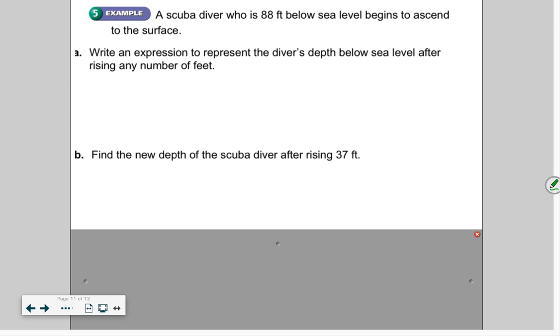A scuba diver who's 88 feet below sea level begins to ascend to the surface. Ascend means to go up. Descend means to go down. Okay? So ascend means they are going up. So he's 88 feet below sea level. Write an expression to represent the diver's depth below sea level after rising any number of feet. Do we know the number of feet he's going up? That's an unknown, right? So let's have n equal the number of feet that he's doing what? Isn't that the number of feet that he rose?